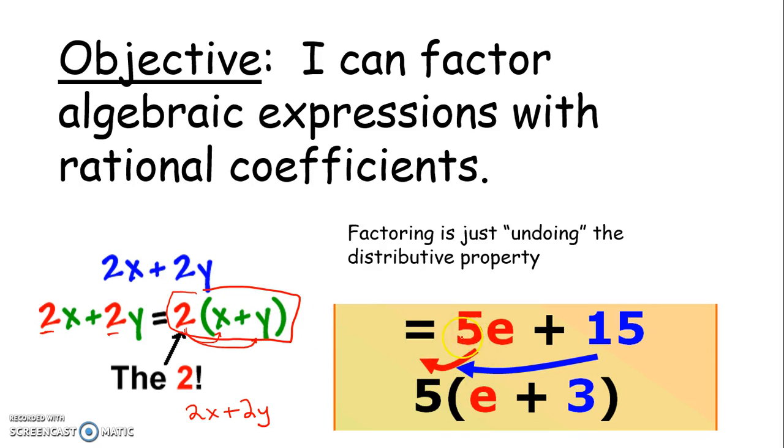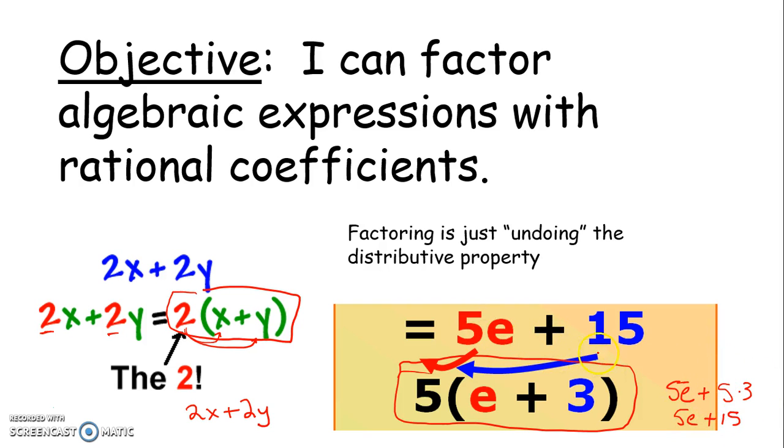Here's another example. If you have 5e plus 15, that would be the original expression. The factored form would be 5 times the quantity e plus 3. First of all, you can check this answer by distributing back through. So this would be the final answer in factored form. We can check that answer by distributing back through. That would be 5 times e plus 5 times 3. So that would be 5e plus 15. That's if we were going to distribute.